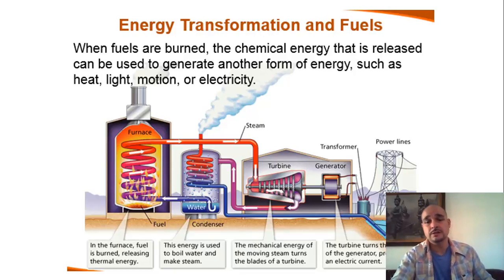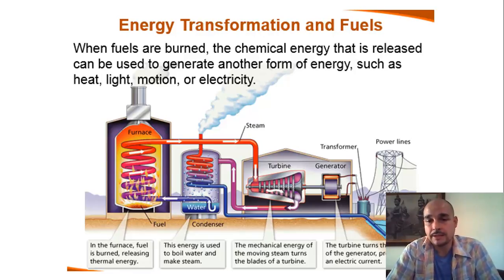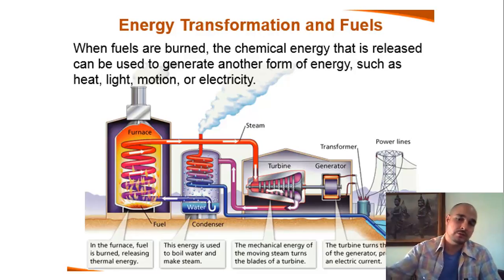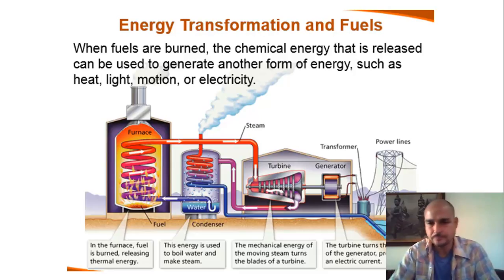Now, this electricity comes out of the power plant and goes through something called a transformer, where the voltage can be stepped up, or the voltage can be stepped down. It goes to power lines or power mains, and that is what goes off to your houses.